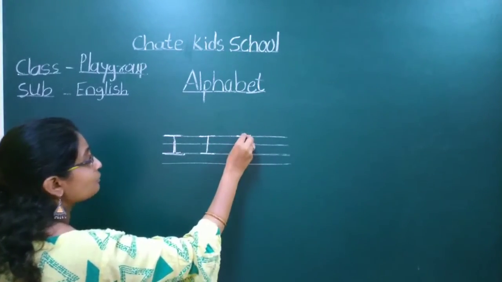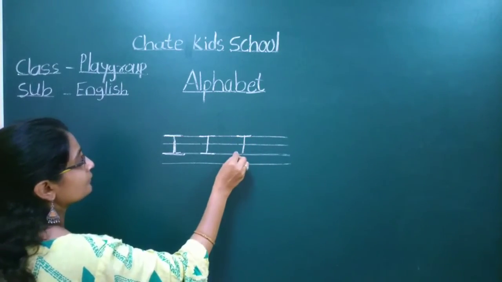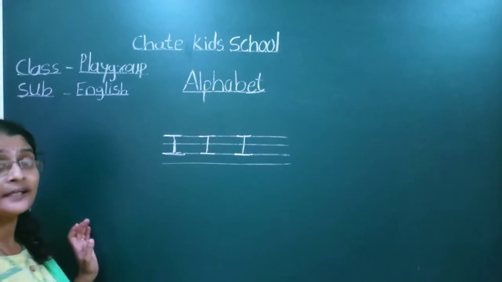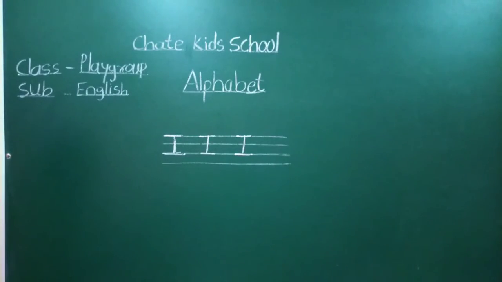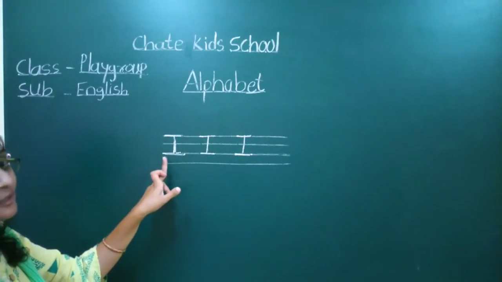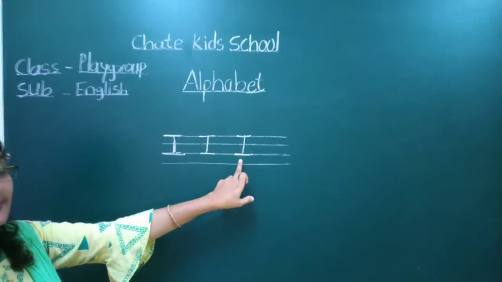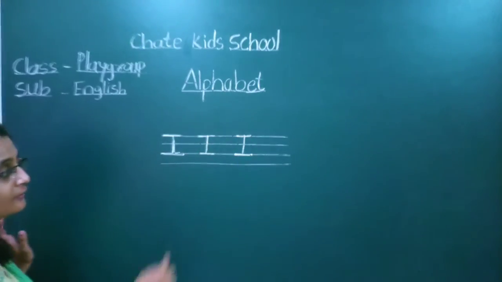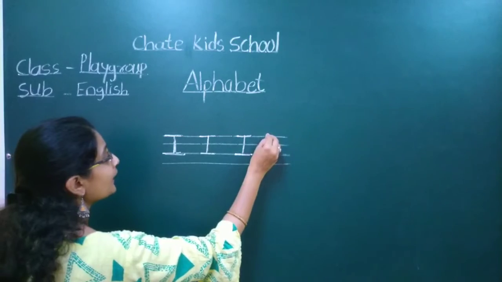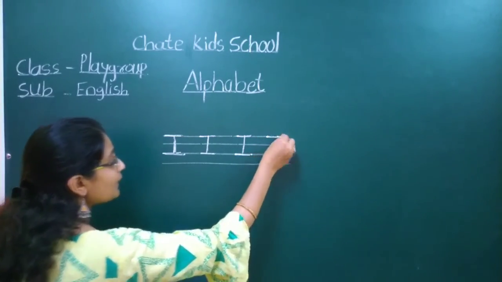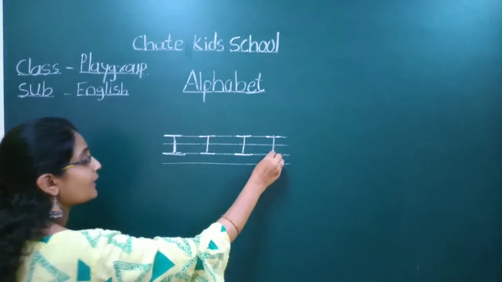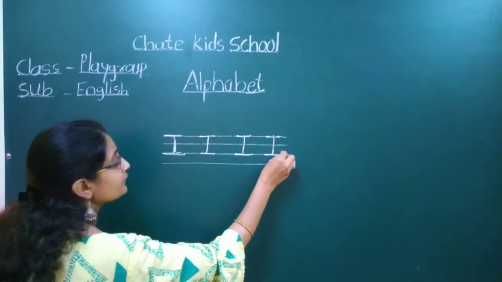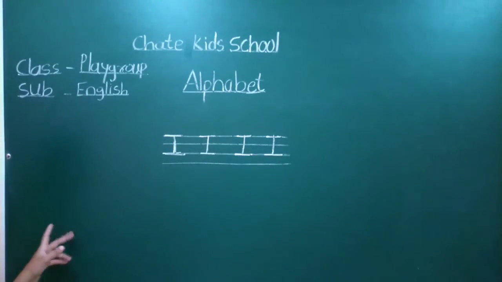I letter sounds E. I for India, inkpot, injection. Okay, this is capital I. Sleeping line, standing line, and another sleeping line. It makes a capital I.